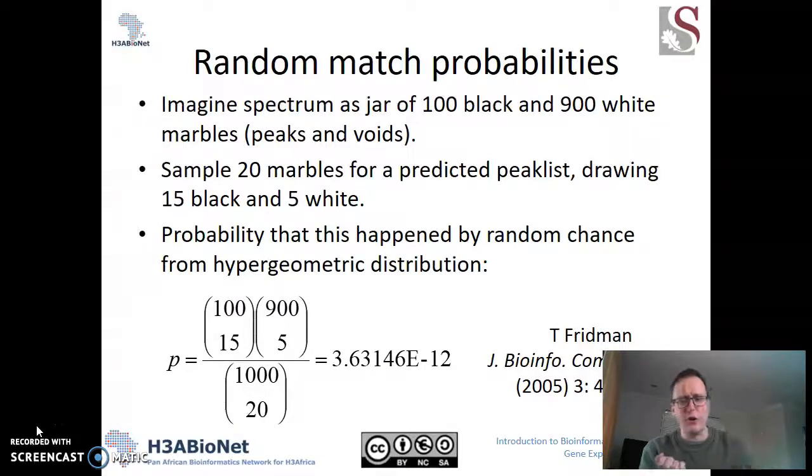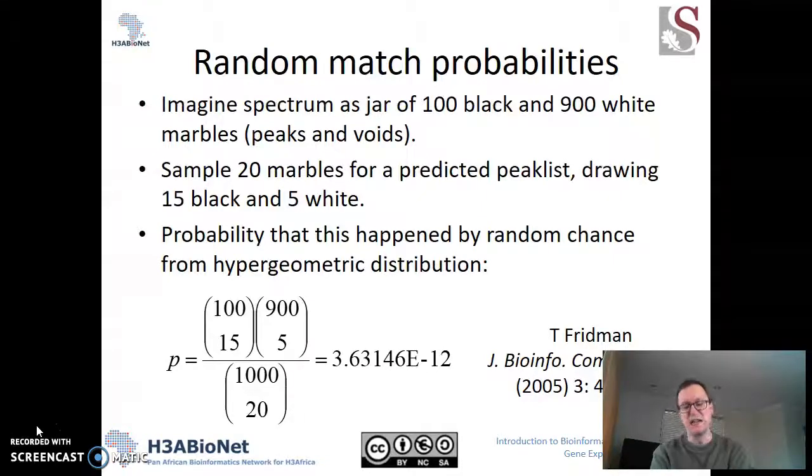Now, I don't care about the full jar of marbles. I only care about these few locations along the mass to charge axis that should have had a fragment if this sequence were real. Okay, so for that case, we pull out the marbles that correspond to just those locations in the spectrum, and we ask, how many white and black marbles do we have in our hand compared to those that are in the jar? Now there's a little bit of math down here at the bottom that explains that. We had 100 black marbles in the jar, 900 white marbles in the jar. That's a total of 1,000 marbles.